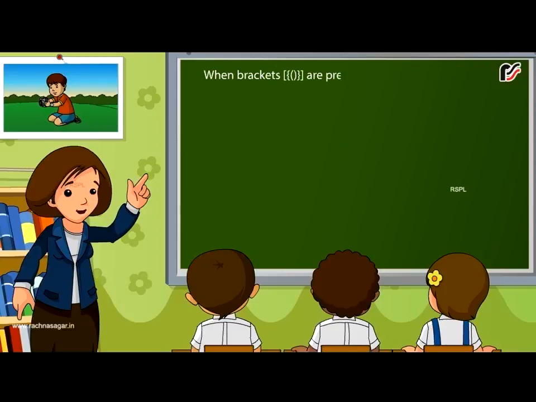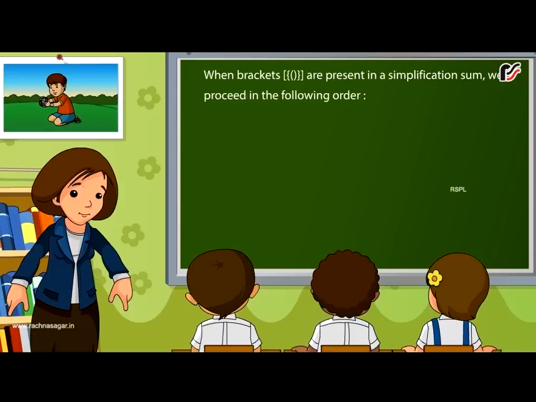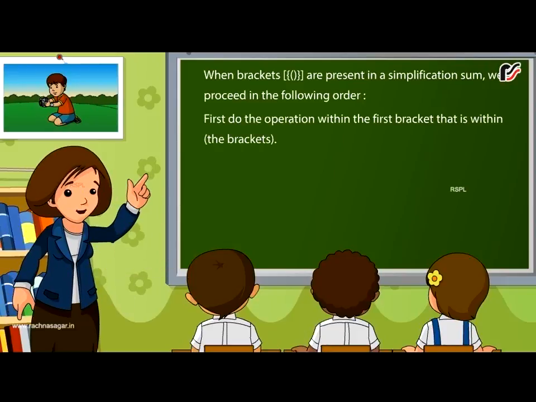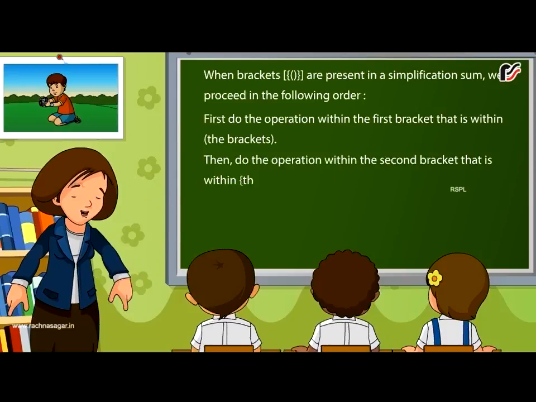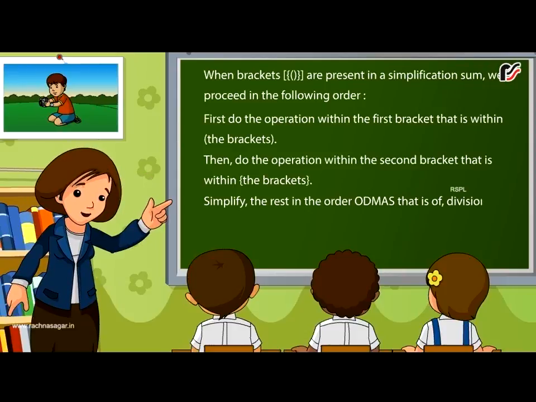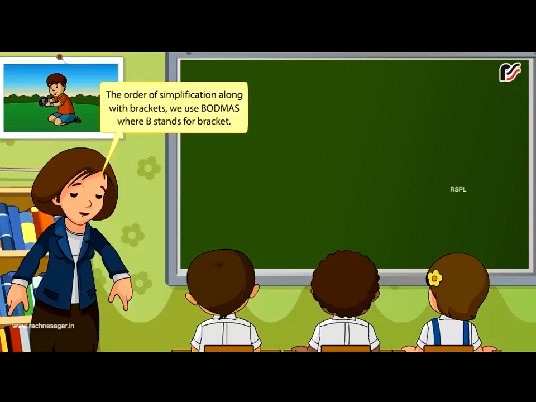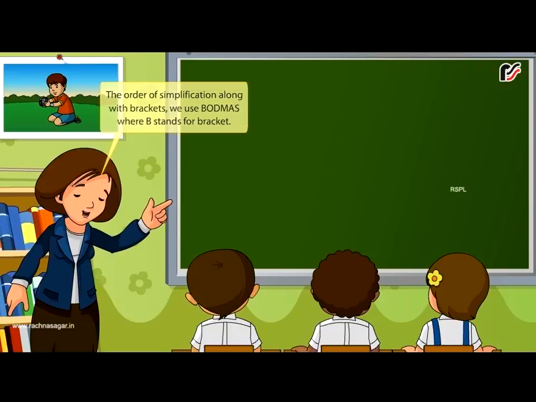Now we will learn simplification when brackets are present. When brackets are present in a simplification sum, we proceed in the following order. First, do the operation within the first bracket. Then, do the operation within the second bracket. Simplify the rest in the order of division, multiplication, addition and subtraction. The order of simplification along with brackets is BODMAS, where B stands for bracket.